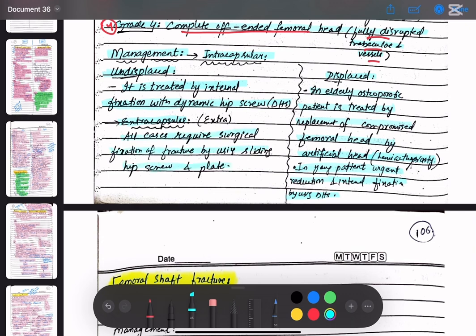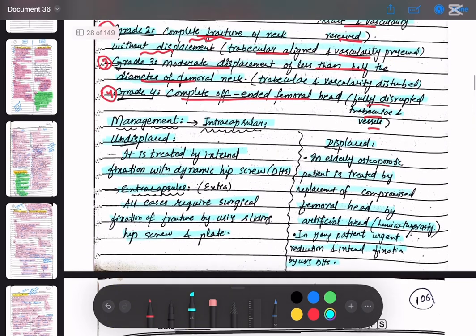Okay, so you should remember this point: in the femur, all the fractures, whether it is grade 1, 2, 3, or 4, require surgical fixation of the fracture by using sliding hip screw and plate.